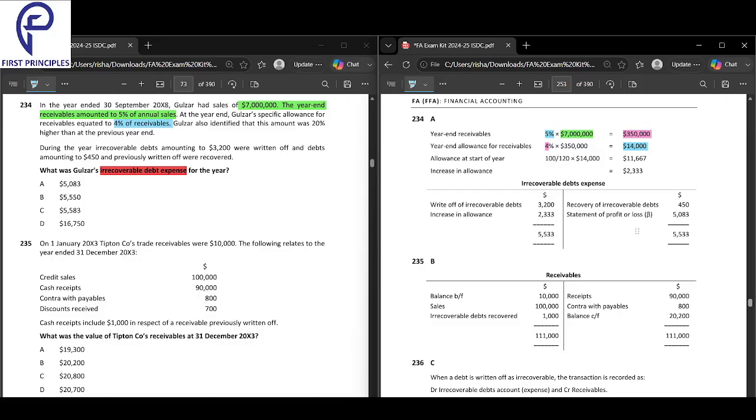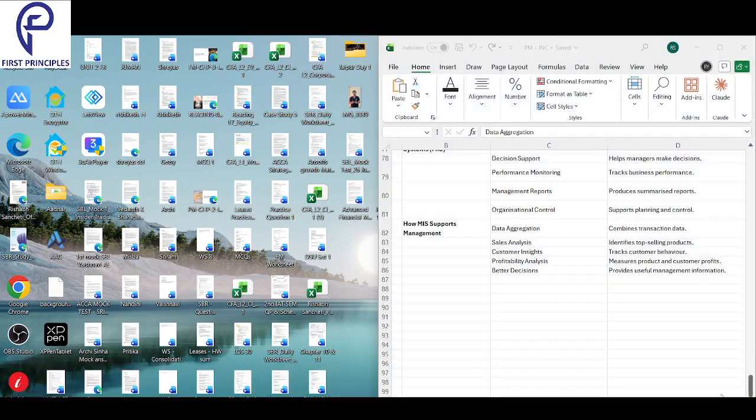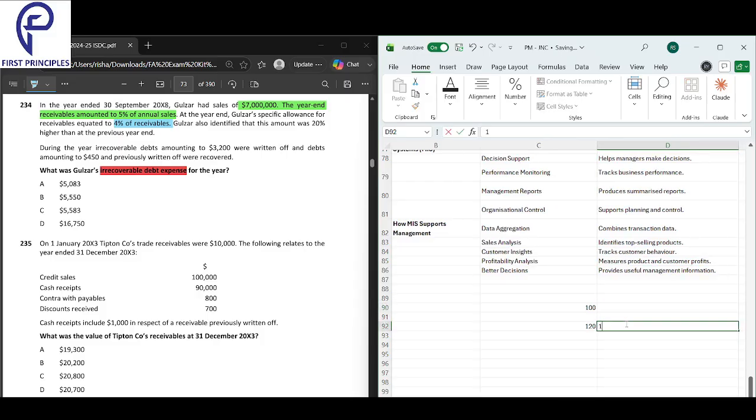So if 100, you can just do it in the simple way. 100 has become 120, it's 20% above. So for the previous year, we don't know the amount, but this year the amount is 14,000. So what will this be?